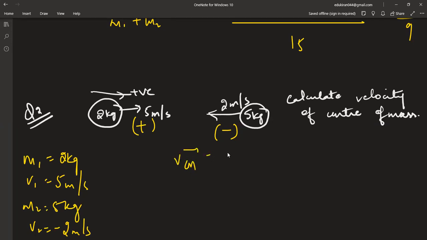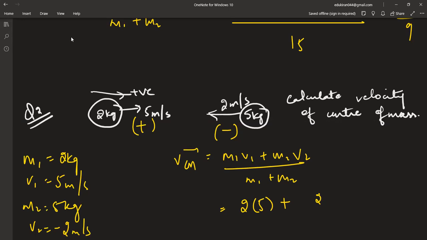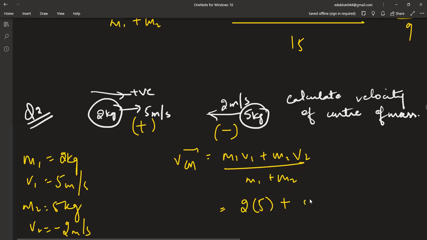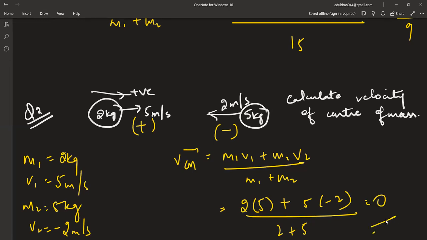Now use the formula of VCM: m1 v1 plus m2 v2 divided by m1 plus m2. So this becomes 2 into 5 plus 5 into -2, divided by 2 plus 5. So this is 10 plus -10, that is 10 minus 10. So it is 0. So the answer for this is 0. Write this down quickly.